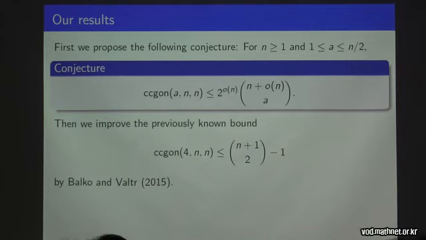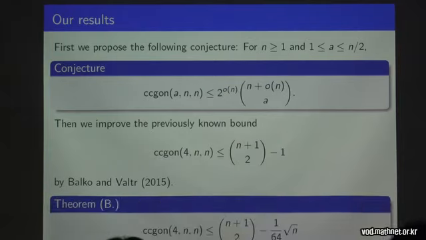Then this is our main result. We improve the previously known bound of CCgon of 4 and n by this value, up to a square root factor of n. Okay, so this is our result. If you have any questions, please feel free to ask.